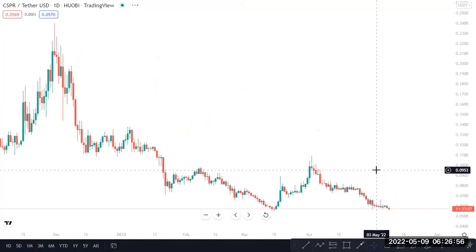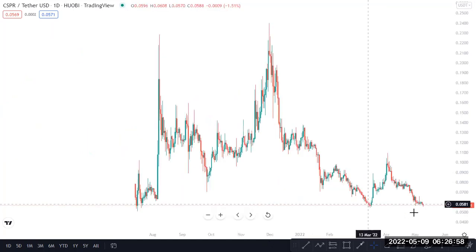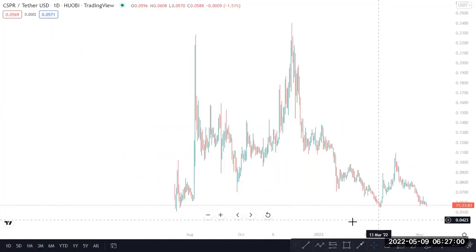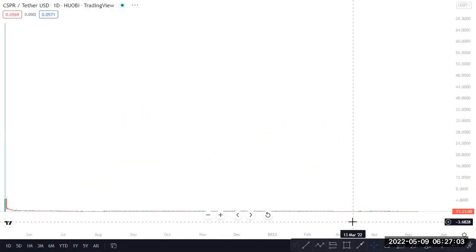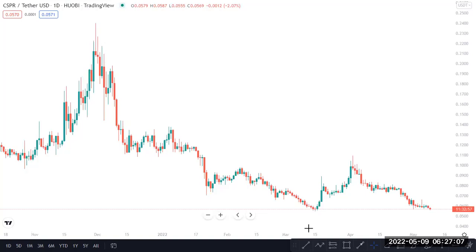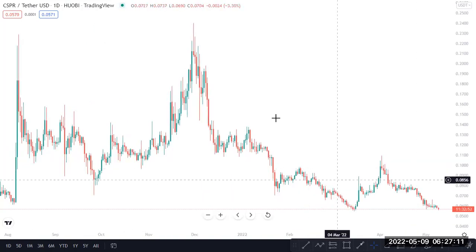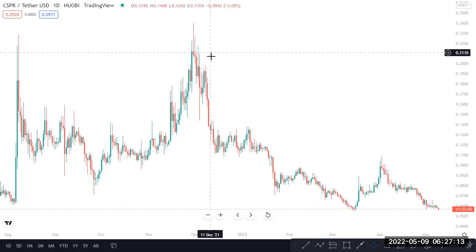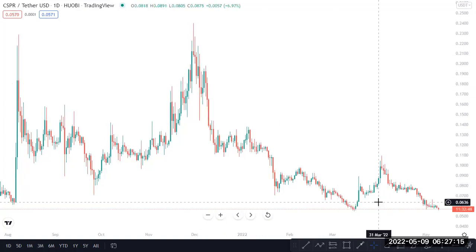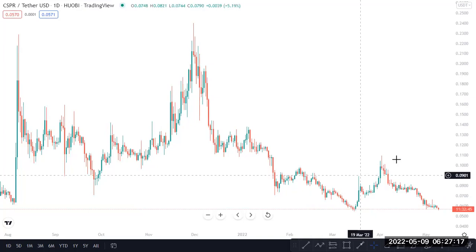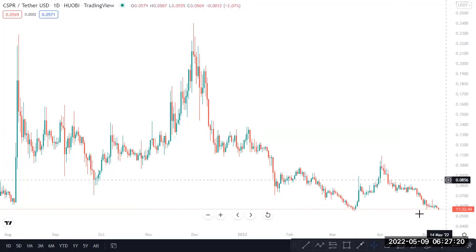Okay, so on the daily time frame, we want to see the long-term bias of this coin. What is the long-term direction of this coin, Casper? That's what we're looking for right now. So what you can see is that long-term we are trending down. Long-term we're in a downtrend, right? We had this pullback around here, but we are still turning down.